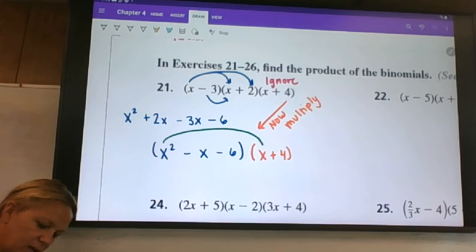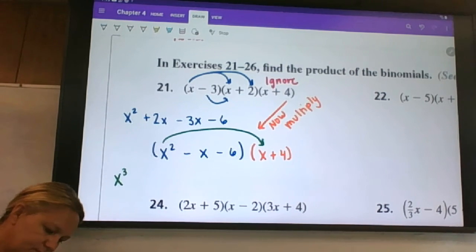All right, so now I'm going to, okay, here we go. So I got to do x squared all the way to that x squared all the way over to the 4.